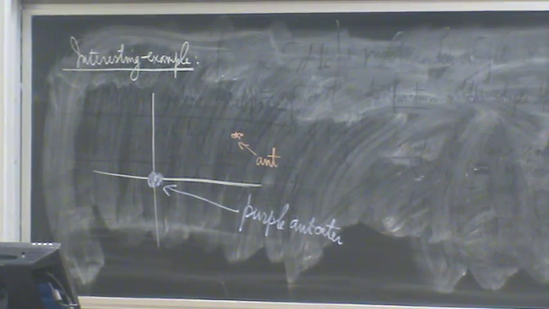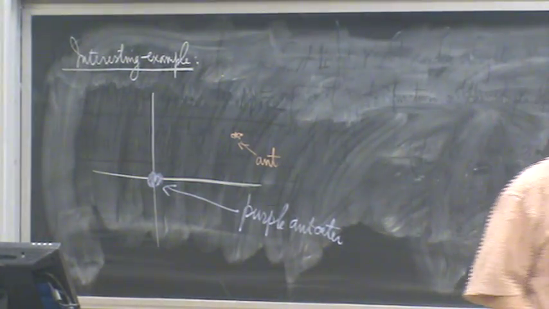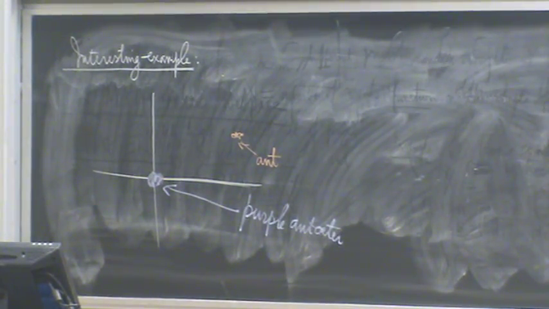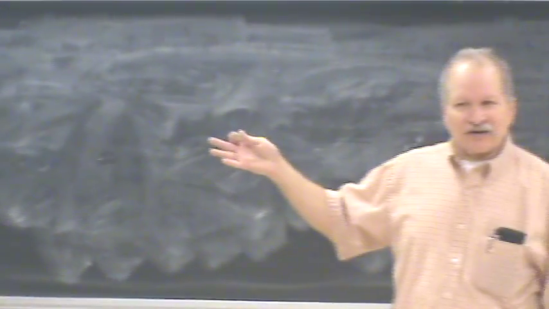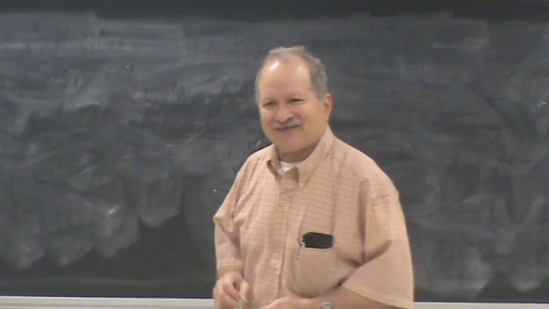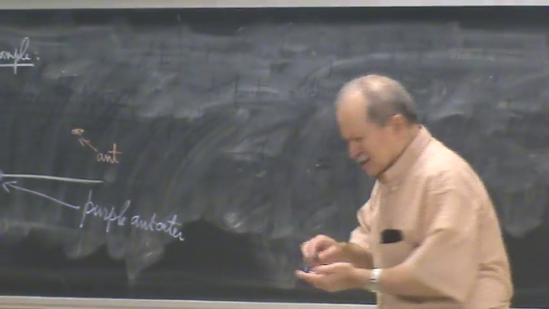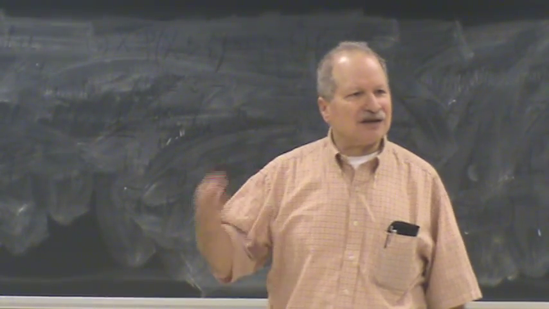So the question the ant wants to ask is, he's a sophisticated ant. He sees the purple anteater and he does not like what he sees. So he wants to figure out what direction he should go to get away from the anteater as quickly as possible. The opposite direction. So, all right, let's put this into math.